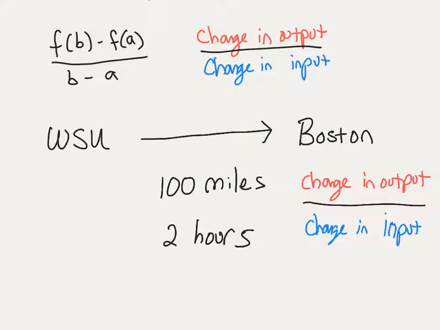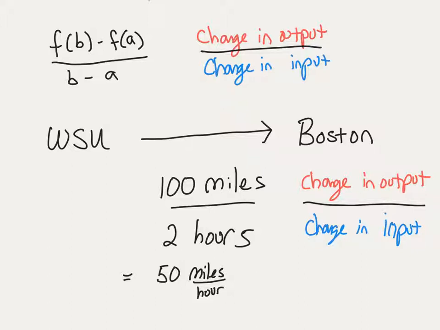Remember, in this example we're thinking about a function that takes time as an input and outputs a distance. So the total change is 100 miles, that's our change in output, and 2 hours, that's our change in input. If we think about the average rate of change formula, what it tells us is if I divide these two things, my average rate of travel is 50 miles per hour. If you travel 100 miles in 2 hours, your average rate of change, the speed that you're traveling on average, is 50 miles per hour.